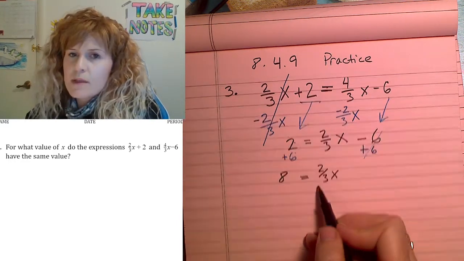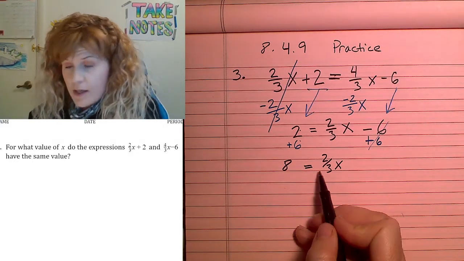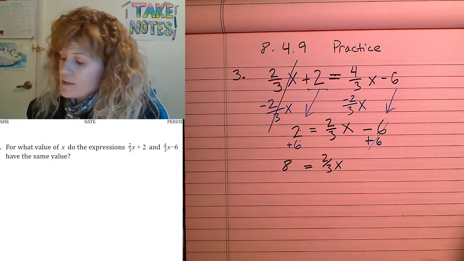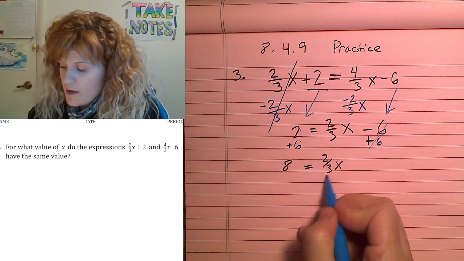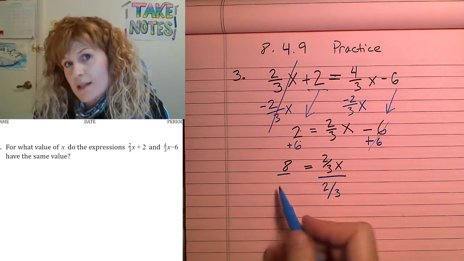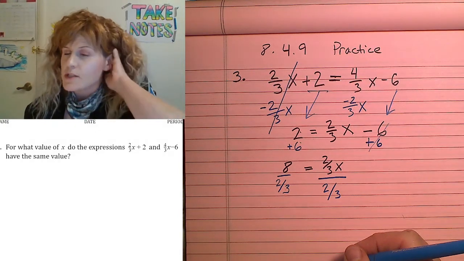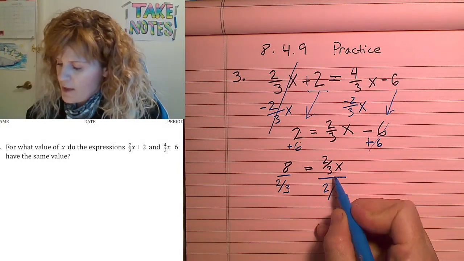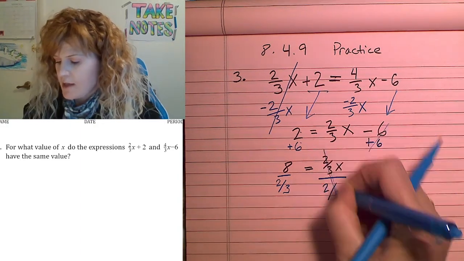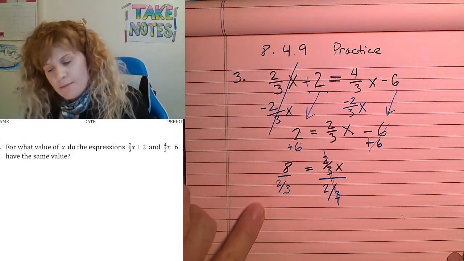Well, I still need to get rid of this 2/3 that's being multiplied by the x. When the x has a coefficient, that means it's being multiplied by something. We need to divide away the coefficient. So I'm going to divide this side by 2/3. And I have to divide the other side by 2/3 as well, because I have to do the same thing to both sides of the equation. Okay, so what I'm left with is 2/3 x divided by 2/3, which equals 1. So that's x on the right-hand side. And 8 divided by 2/3.